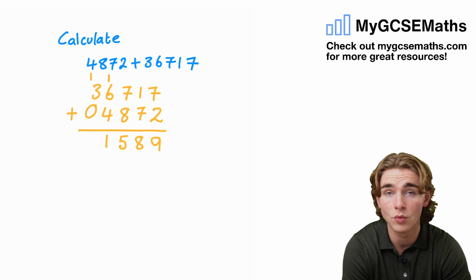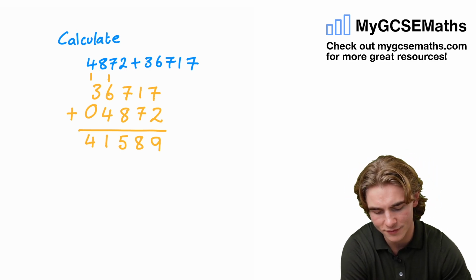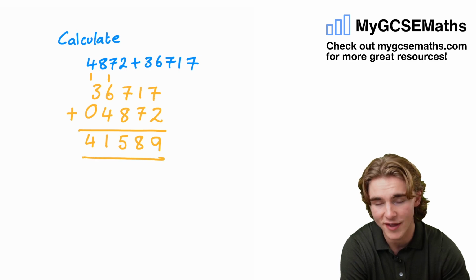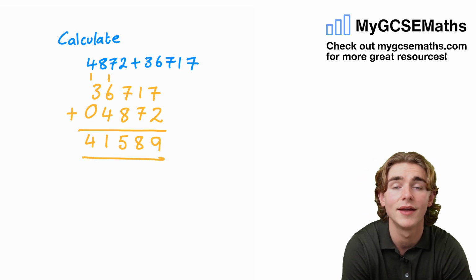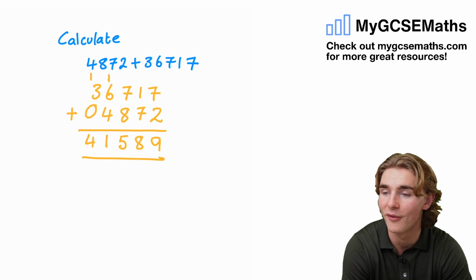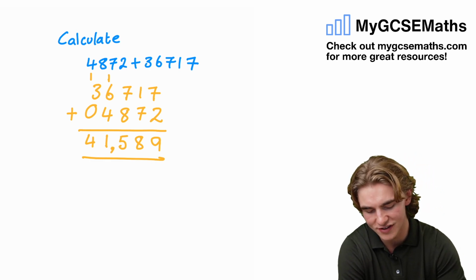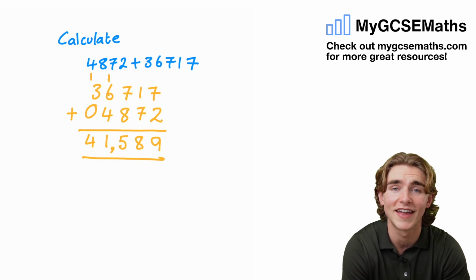Now, guys, finally, we're going to do 1 plus 3. That is going to give us 4. And I didn't mention, but we also technically added 0 there. But like I say, we don't need to do that because the 0 doesn't actually make a difference. Now, we have our answer, guys. 41,589, a little bit easier to read if we write that comma in there.